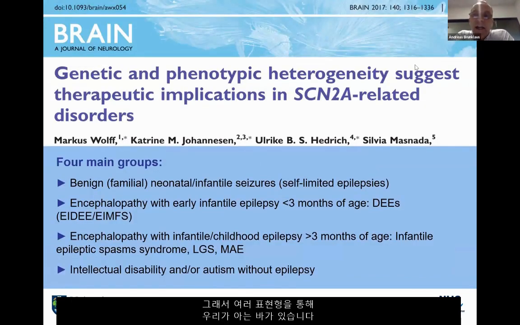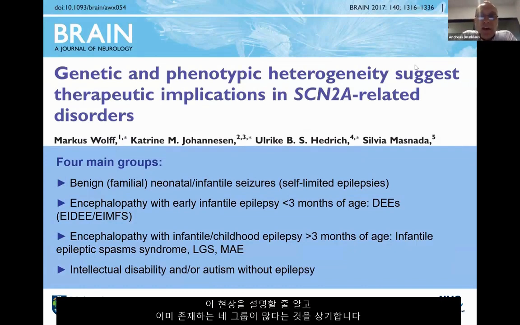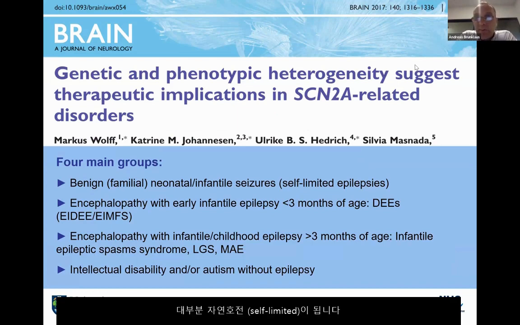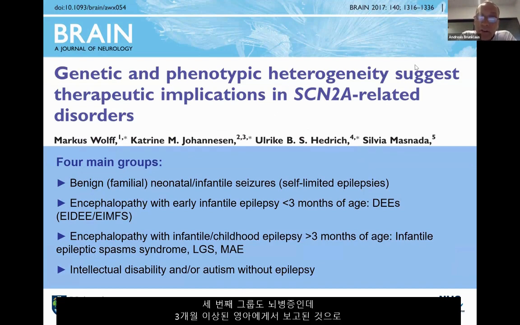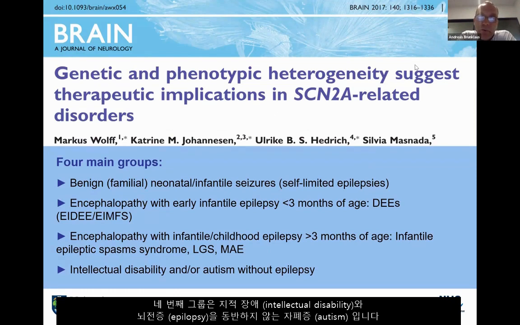So what we know from the different phenotypes, and you will have had some explanation and reminder of this earlier already, is that there are these 4 different groups. One is the benign neonatal infantile seizures that are mostly self-limited. Then the encephalopathies, which are really severe early infantile seizures with onset less than 3 months of age. Then the encephalopathies with later infantile onset after 3 months, with infantile epileptic spasm syndrome. And then the 4th group, where we have intellectual disability and autism without epilepsy.